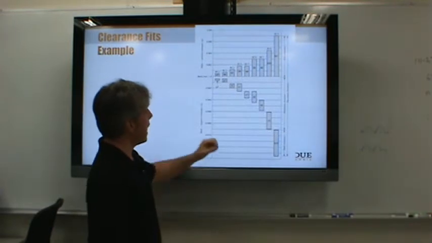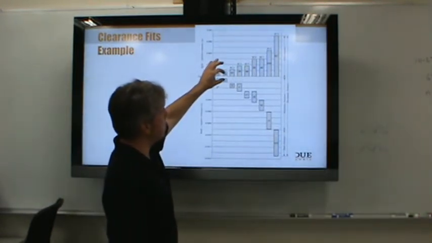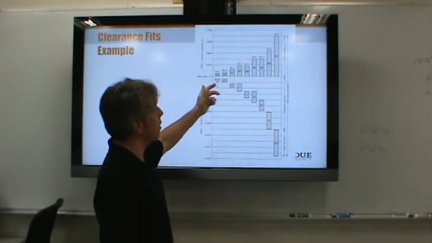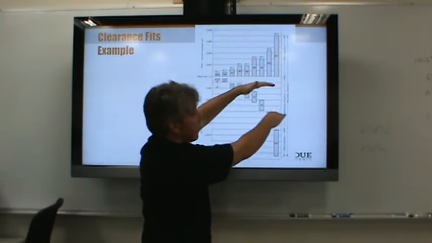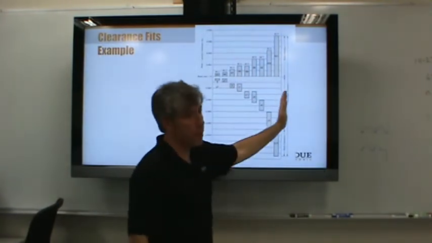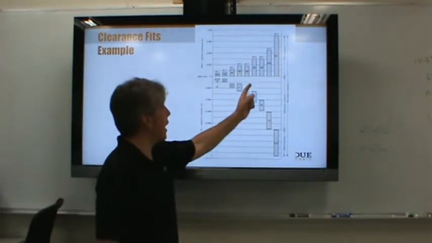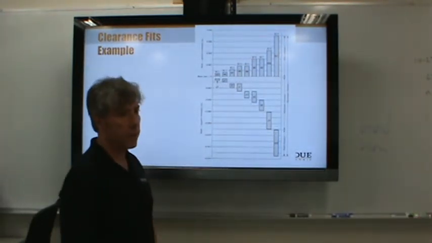Notice what happens. As you get to RC2, 3, 4, and so on, as the number goes up, the tolerance zone and the clearance increases. So these are sloppier fits on the right, and tighter fits or more precise fits on the left. Okay?